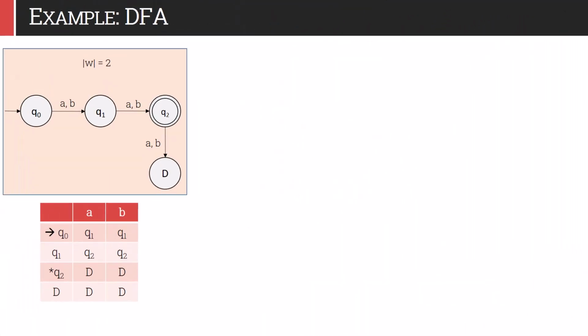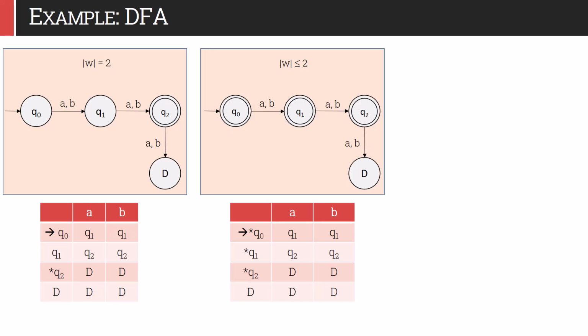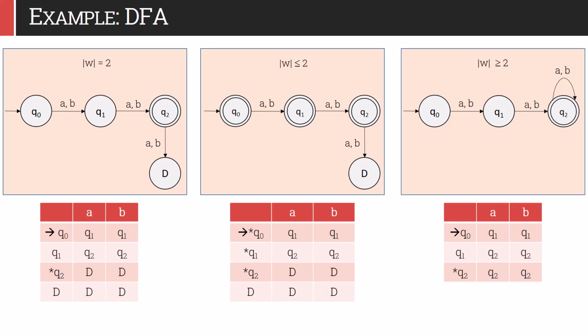So let us compare. This one is the DFA for string length exactly 2, so Q2 is the final state. This one is string length less than or equal to 2, so strings of length 0, 1 or 2 are accepted, and that is why Q0, Q1 and Q2 are final states. And this is the DFA for string length greater than or equal to 2. So after accepting 2 symbols, we have a self loop, and that can create strings of any length 3, 4, 5 or whatever.